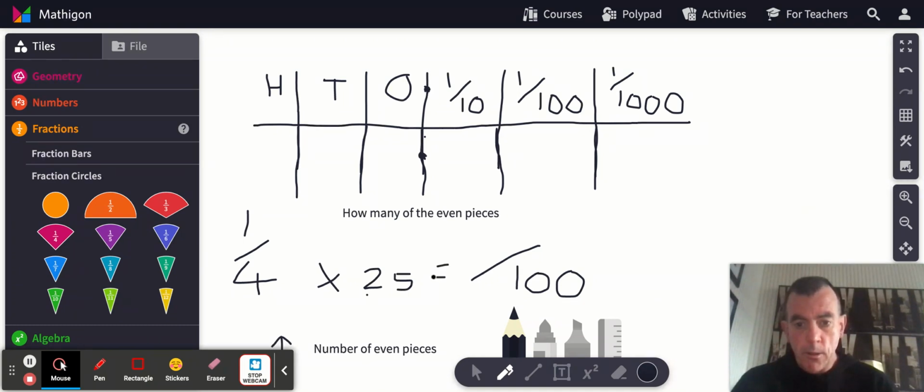So that's going to be our multiplication that we do. Whatever we multiply the denominator by, we also multiply the numerator by. So we're also going to multiply 1 by 25. So 1 times 25 equals 25, and that gives us a fraction of 25 hundredths. So we can see straight away that we can put 25 in the hundredths place up in our number system.